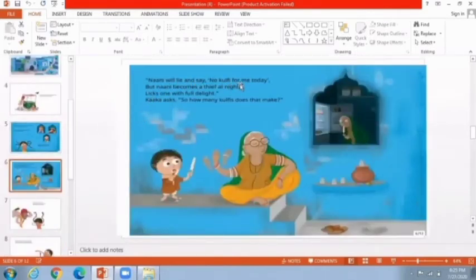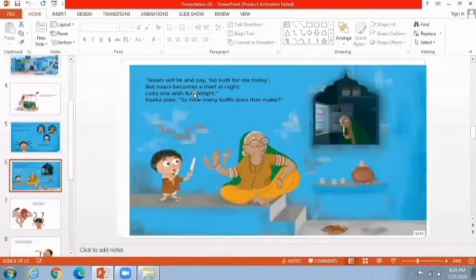Nani will lie and say, "No kulfi for me today." But Nani becomes a thief at night, licks one with full delight. Kaka asks, "So how many kulfi does that make?" So now she thinks about her grandmother, who usually doesn't like kulfi, but at night she becomes a thief. Here the word thief means she also likes to have kulfi at any cost, and she feels tempted.